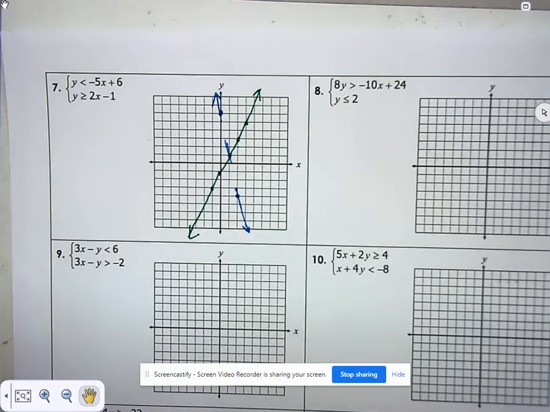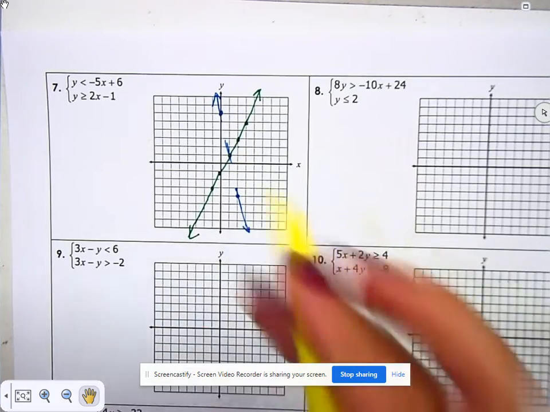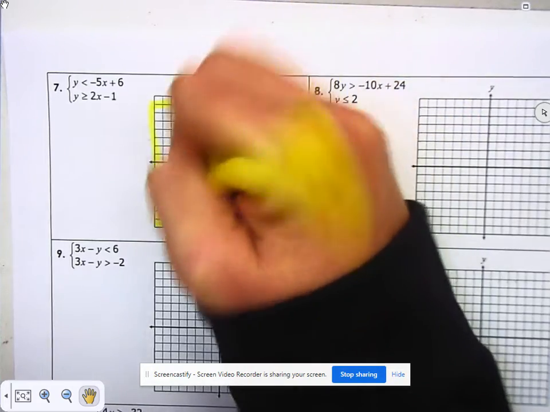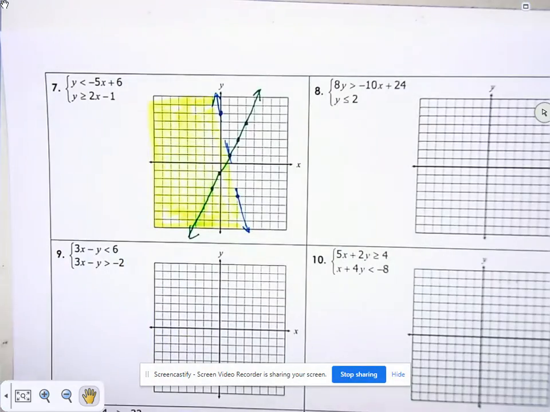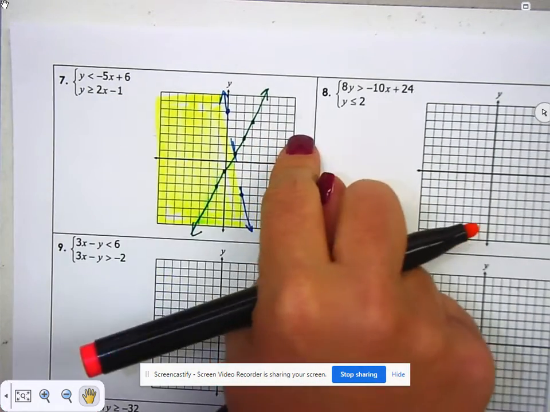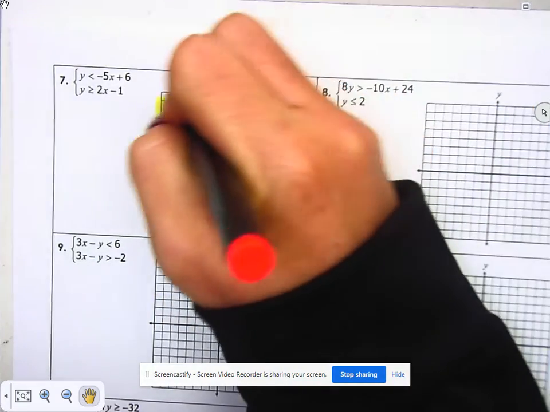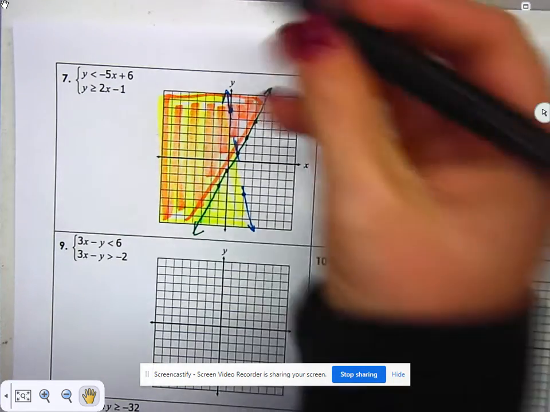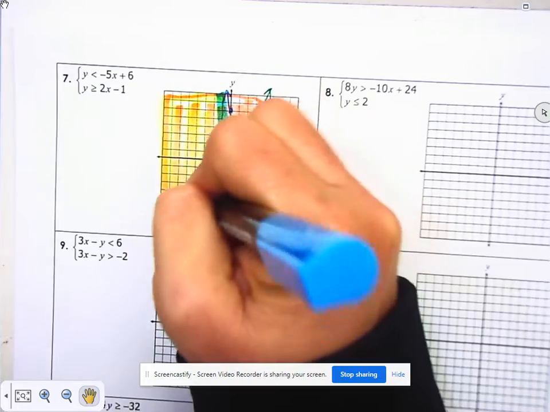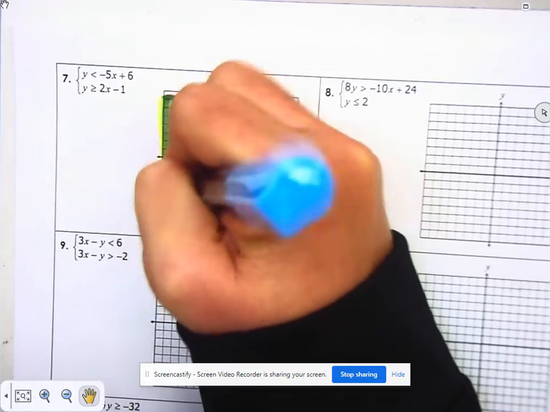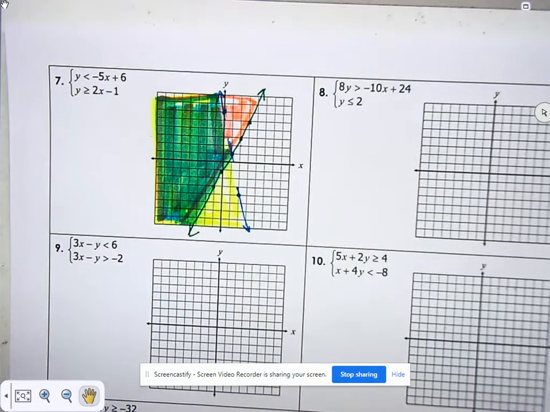Okay. So shading, this top line was the blue line. It was less than, so that's going to be this way. And then the green line is our bottom line. It's greater than, so that's going to be up this way. So again, you will see, and y'all, it should be pretty clear if you shade correctly where they do overlap. Okay.